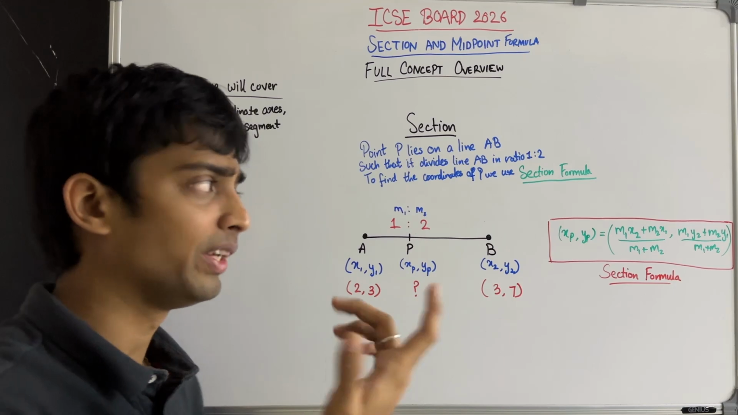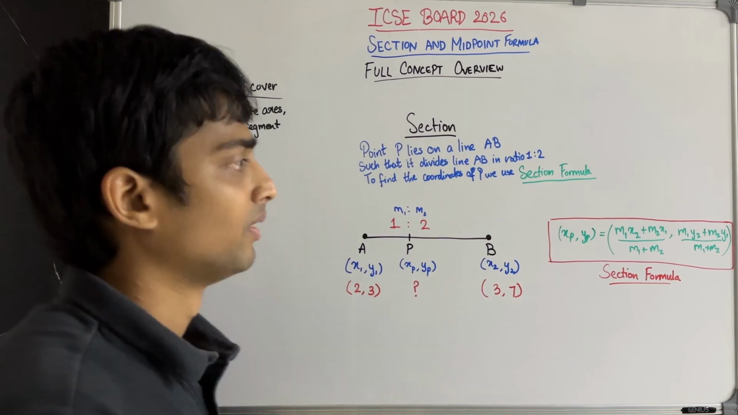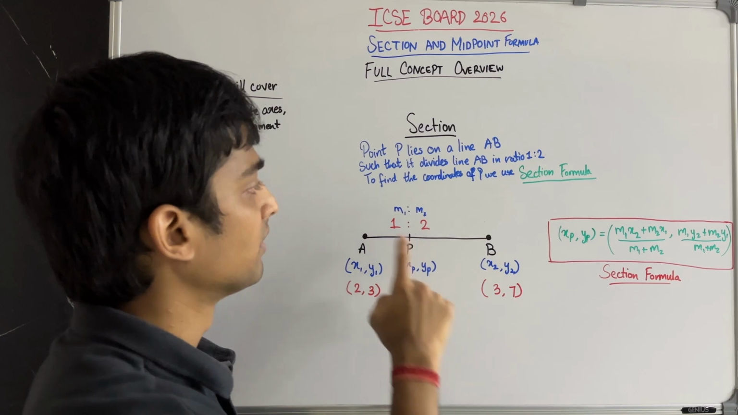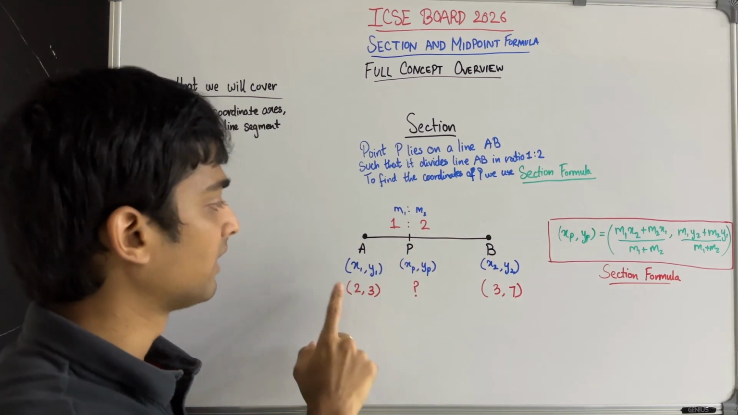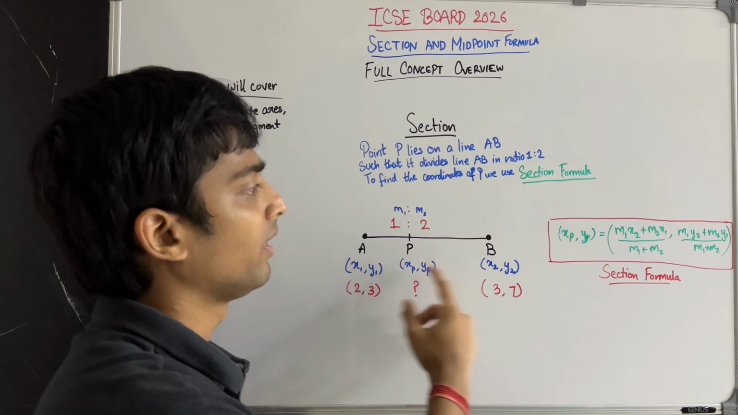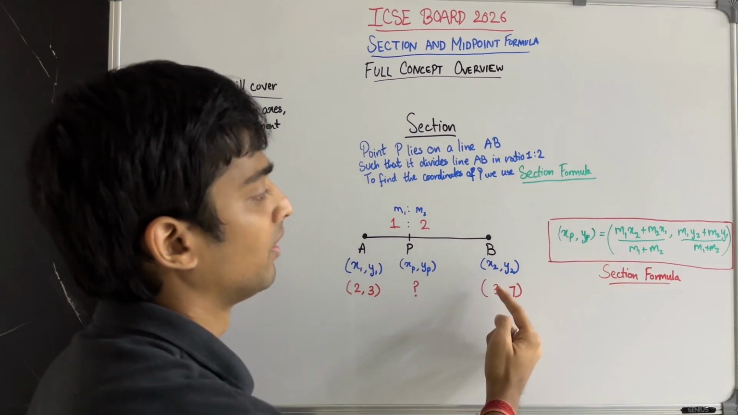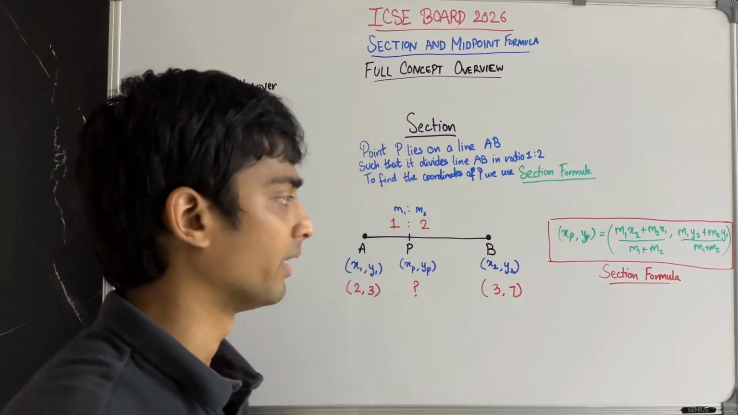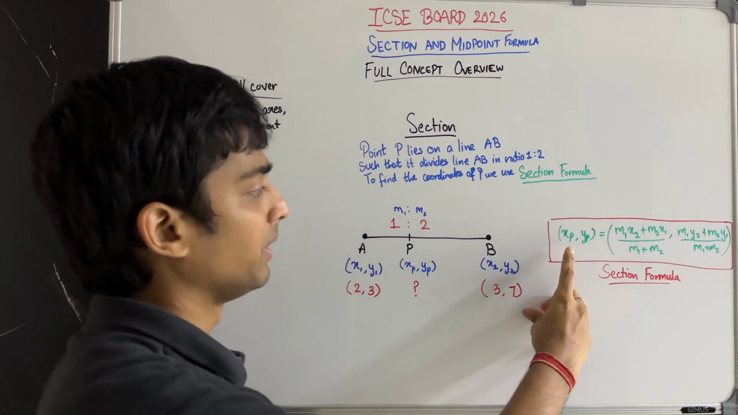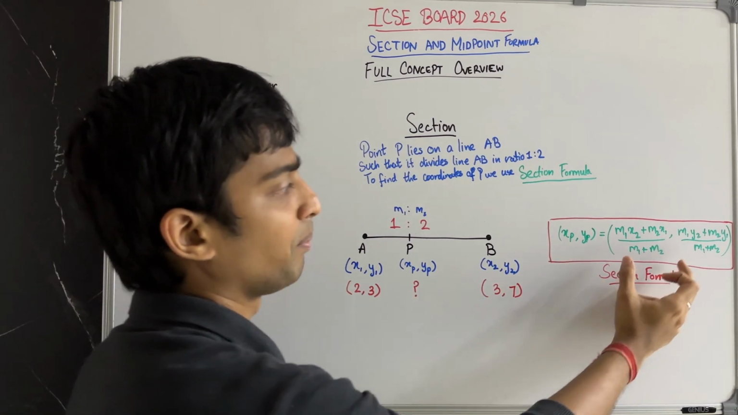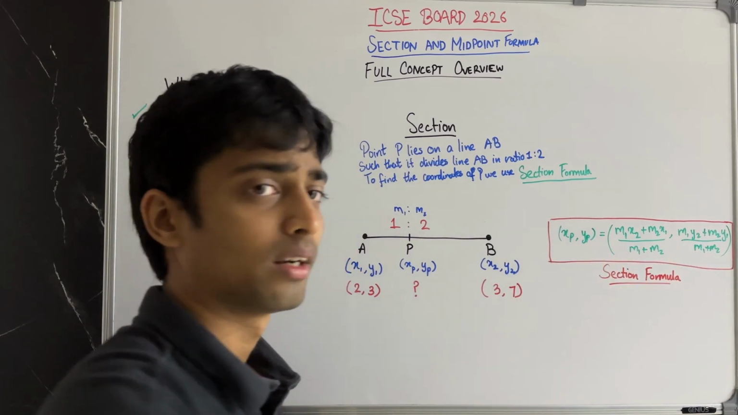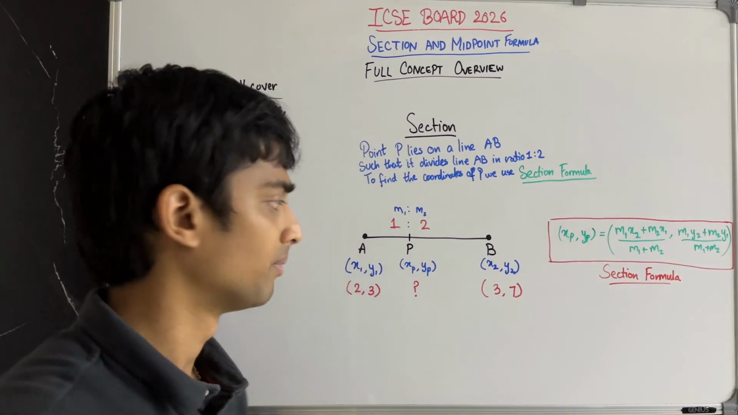To find this, we use the section formula. This is the formula over here. M1, M2 is the ratio in which it divides. x1, y1 is the first point of the line and x2, y2 is the second point of the line. Using this formula, we can find out the coordinates of point P. So this first part will be the x coordinate of point P, second part will be the y coordinate of the point P.